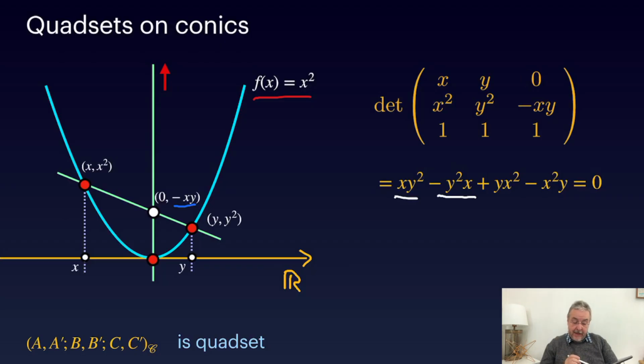Then you get x times xy, but you get it in the summand where you have to subtract. So you get x squared y, and you get y times x squared, which has to be subtracted as well. And you immediately see that the white and the green terms cancel and you get a 0. So these 3 points here are indeed collinear.